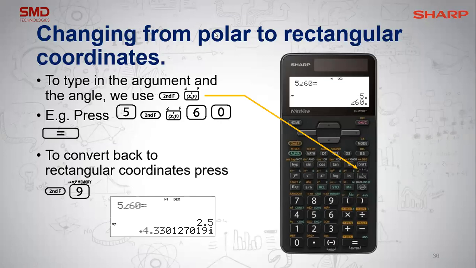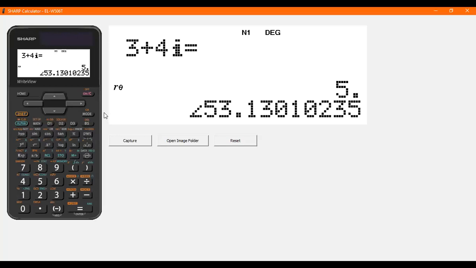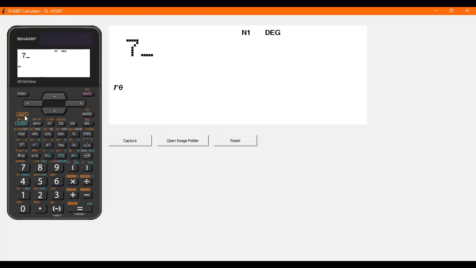Then, of course, you can go back again. So we could, for example, type in your argument and your angle and convert it back into polar. And you'll see above XY in orange is a little angle sign. So if our argument is 7, we'd say second function and that button to give us this. And then we would type in, say, an angle of 30. Okay, and now if we wanted to convert it, I'm just pressing equals so you can see.